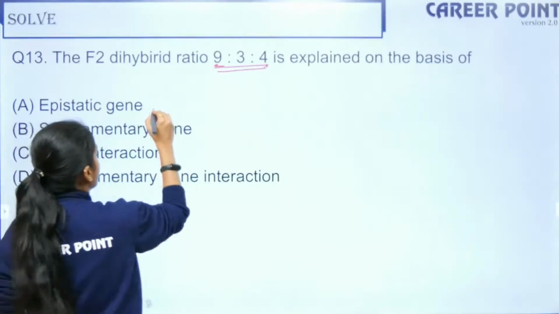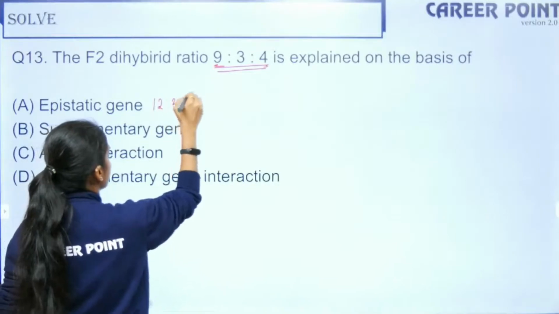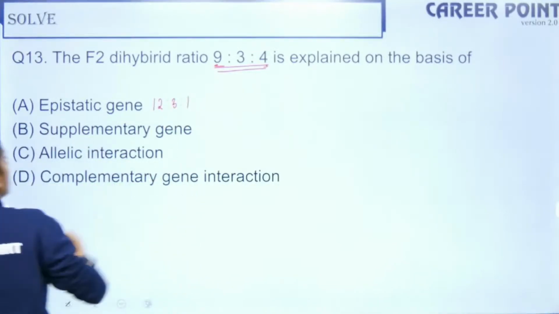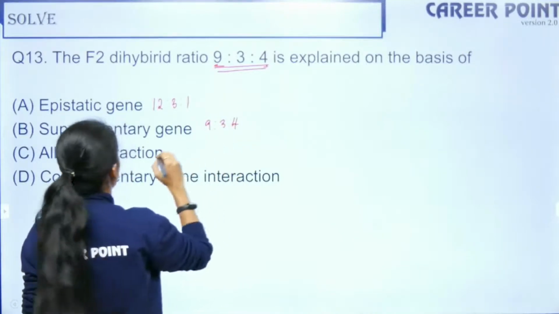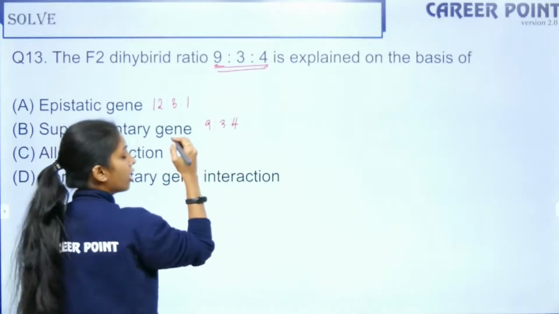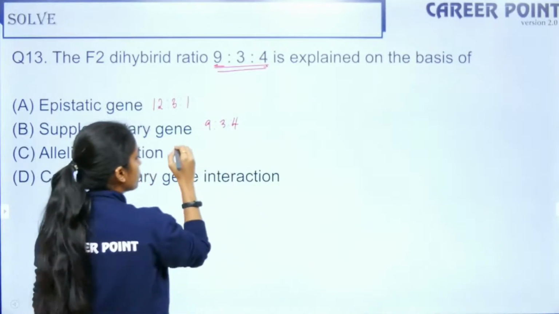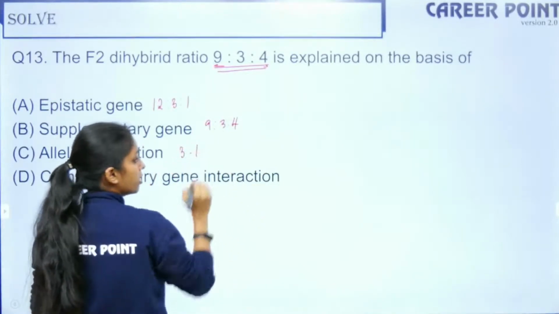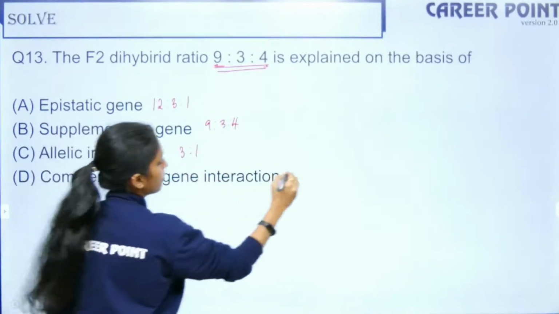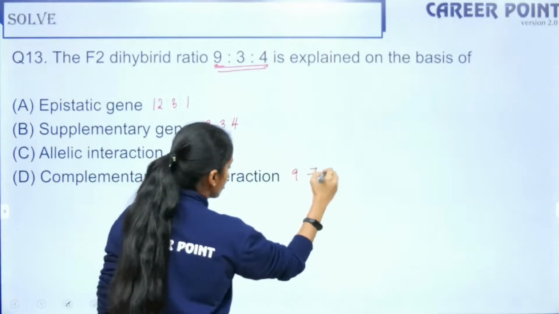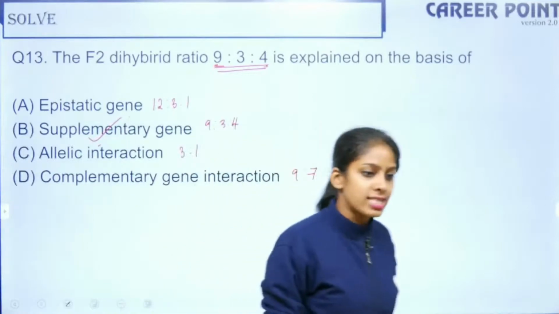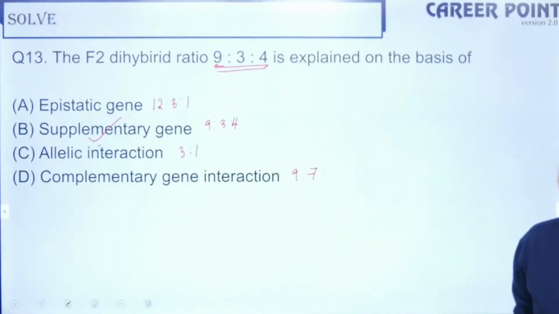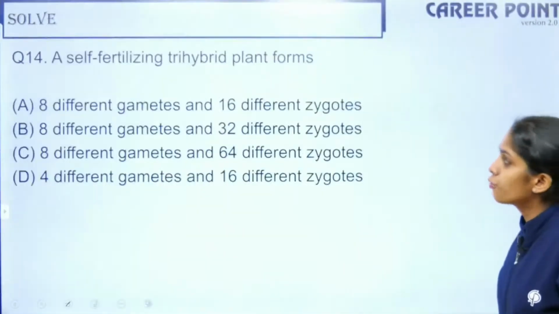So, epistatic is 12 is to 3 is to 1, right? Supplementary is 9 is to 3 is to 4. So, allelic interaction is your dominant interaction, so that is your 3 is to 1. Here, complementary gene interaction is 9 is to 7. So, your right answer is supplementary gene interaction. Yes, Prince, absolutely right. Very good. Thank you.